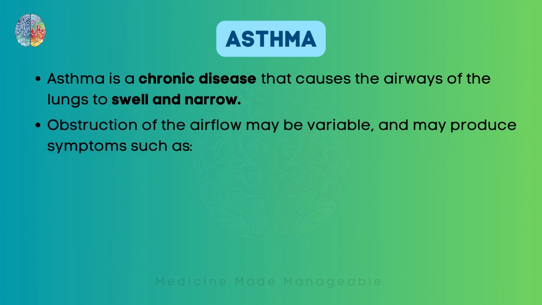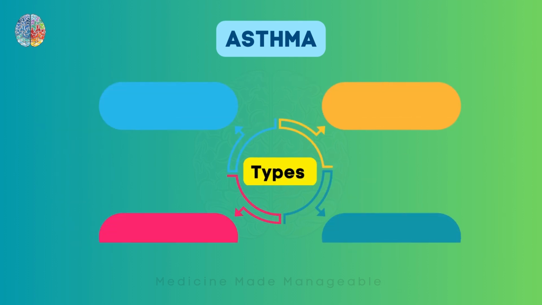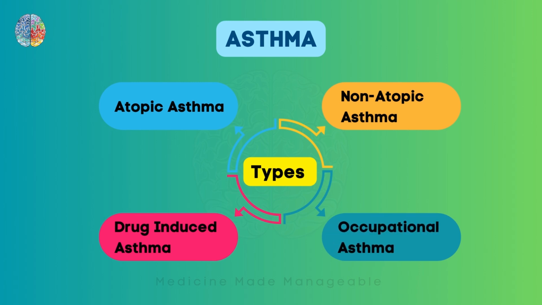This swelling and obstruction can lead to a lot of symptoms such as wheezing, shortness of breath, also called dyspnea, a feeling of chest tightness, and cough. We will talk about this in more detail in just a bit. Now there are four types of asthma that you should remember. We have atopic asthma, non-atopic asthma, drug-induced asthma, and finally occupational asthma. Now let's see each of these in detail.